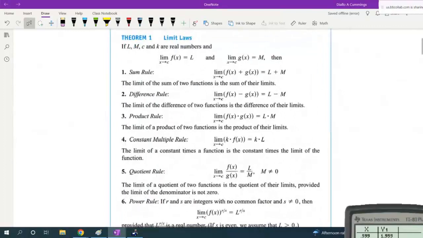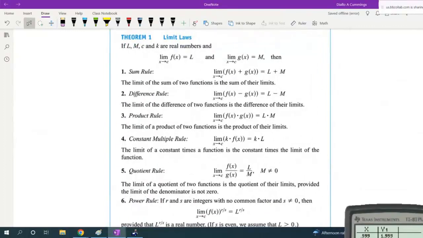So here are the limit laws. Notice that the limiting value is actually what the graph approaches, and the limit is on the y-axis. So here's the sum rule, and it says that the limit as x approaches c of f of x plus g of x is equal to L, which would be the limit for the f of x function, plus M, which would be the limit for the g of x function. So the limit of the sum is basically the sum of the limits, which actually means that you can take your limit and you can distribute between sums, differences, products.